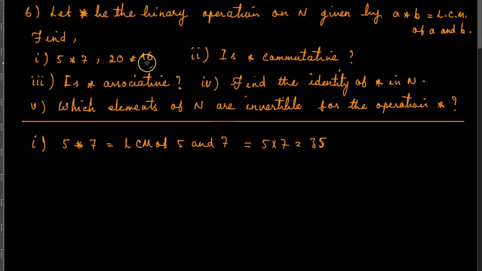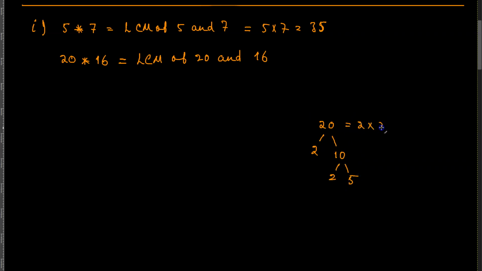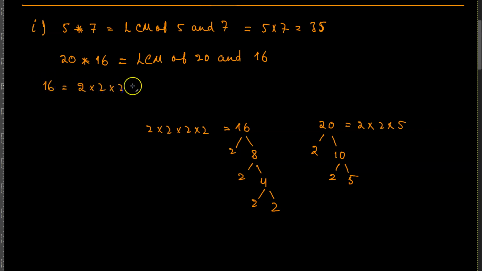Second, we want to calculate 20 star 16. Now 20 star 16 is the same thing as the LCM of 20 and 16. Now 20, if you prime factorize it, you get 2 times 10 and 2 times 5, which means that 20 is the same thing as 2 times 2 times 5. And 16 is the same thing as 2 times 8, 2 times 4, and 2 times 2, which means that 16 is 2 times 2 times 2 times 2. And 20 is 2 times 2 times 5.